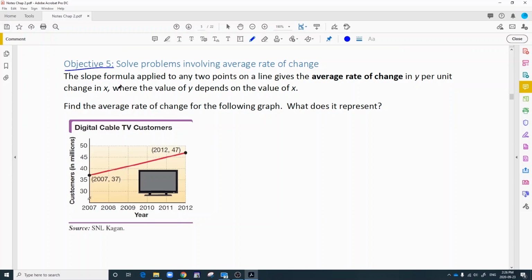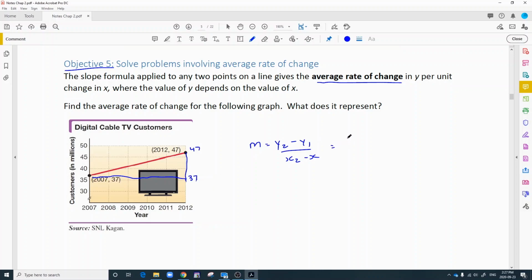The slope formula is applied to any 2 points on a given line, and it gives the average rate of change of y per unit change in x. If I gave you an example, this is the digital cable TV customers, the number of customers per year, and I asked what is the slope of this line? To find the slope, it's the change in y over the change in x. So we're going to look at what the change in y is, from here down to here. The y values go up to 47 and down to 37.